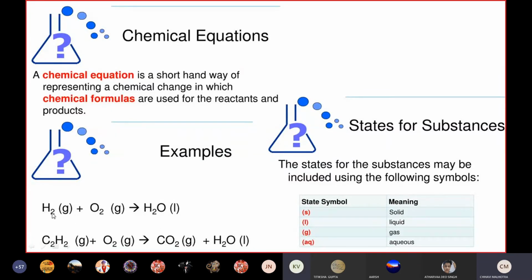So if I read this equation, H2 plus O2 gives H2O, I am getting a lot of information from this. Ma'am, what is aqueous? Aqueous is when a substance is dissolved in water. So H2 is telling me that there are two atoms of hydrogen. What is the state of hydrogen? It is gas. Oxygen, there are two atoms of oxygen. What is the state of oxygen? Gaseous. What am I getting? H2O. H2O has two atoms of hydrogen, one atom of oxygen. What is the state of water? It is liquid. That's why it is l.